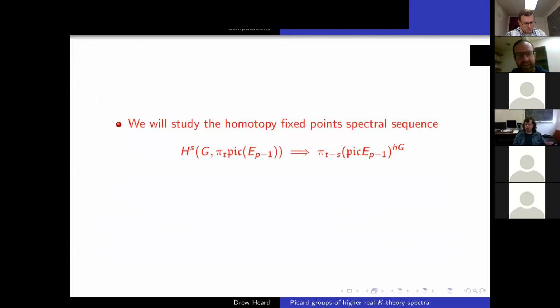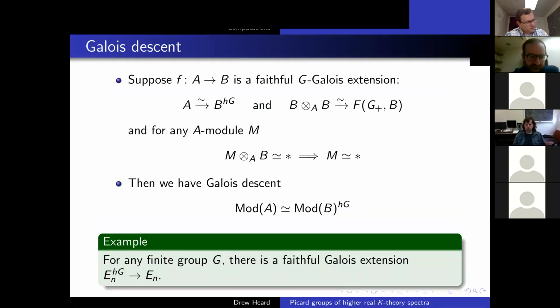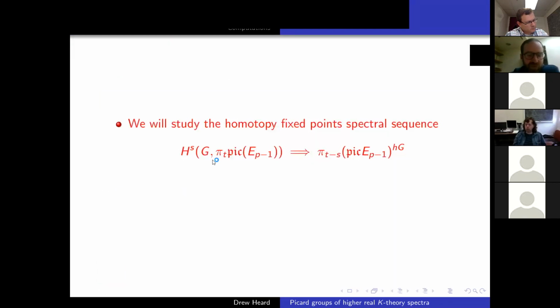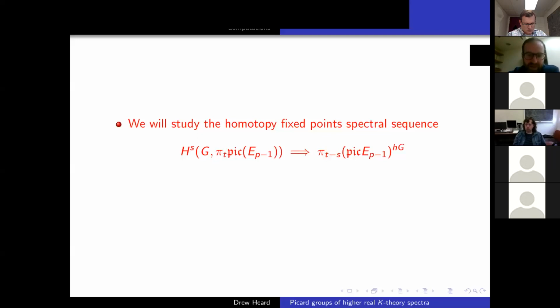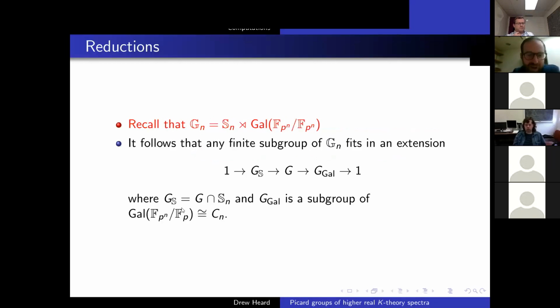Okay, so this is exactly how we're going to try and compute this today. I'm going to work at n equals p minus 1, and we're going to use this Galois extension down here to try and compute this Picard spectral sequence here. Okay, so I said before we're going to do this here, G is any finite subgroup of the stabilizer group.